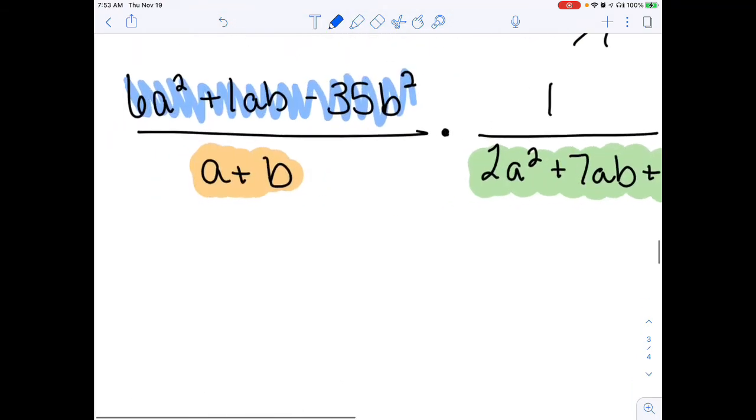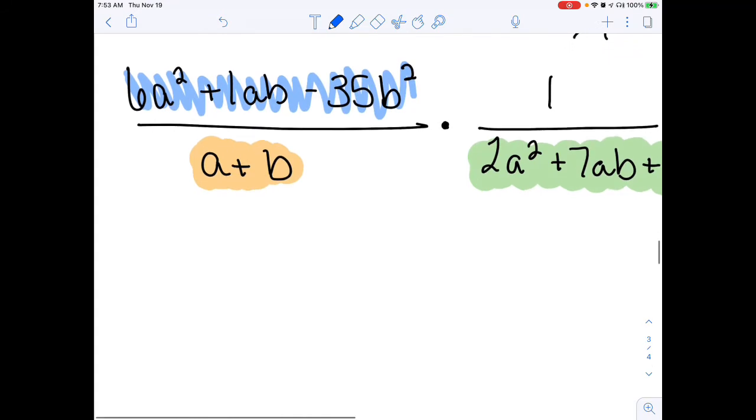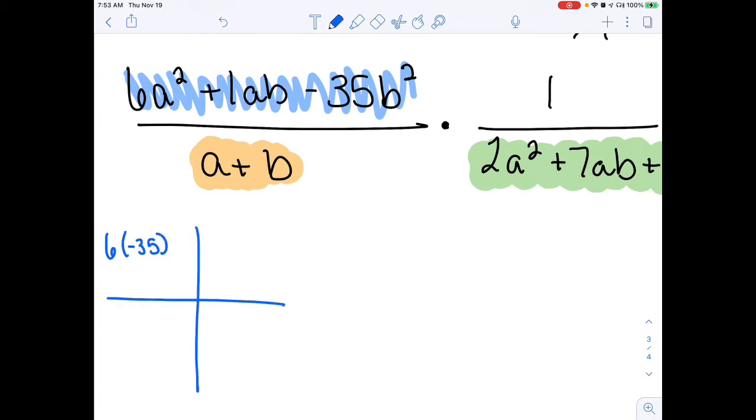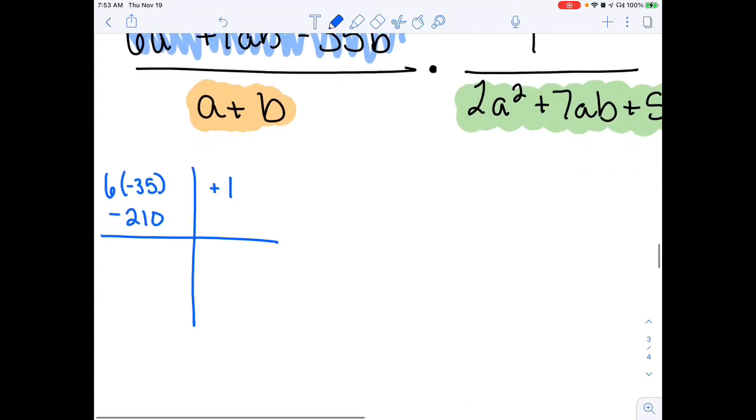Like I said in Chapter 8, your factoring skills are incredibly important. So I'm going to do 6 times negative 35, and whatever I get, I need to end up with that positive 1 when I add them. So 6 times negative 35, let's see, it's negative 180, and then another negative 30. So negative 210 when I multiply. I need two numbers that multiply to negative 210 but add to 1.